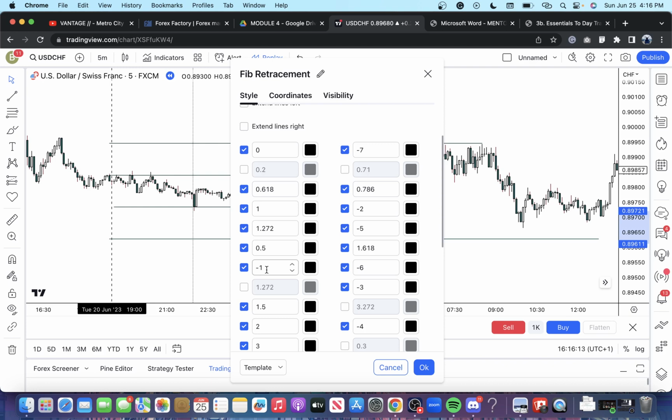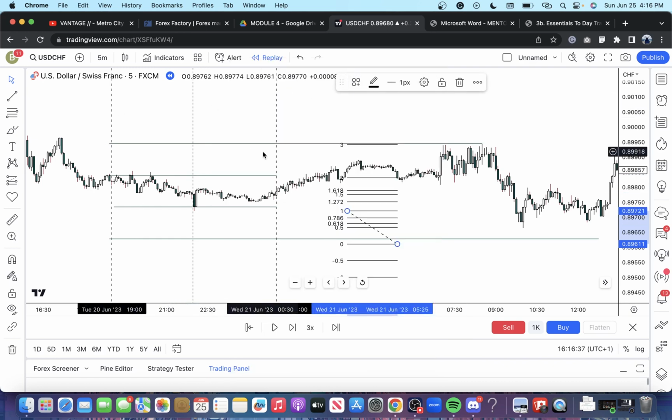-1, right, is one standard deviation lower from the range you're measuring. -2 is 2 standard deviations, or 2 range projection measurements, lower than the range you're measuring. 2, or just your normal 2, which does not have a negative value, is 2 range measurements above the range you're measuring. So let me show you what that looks like in practice.